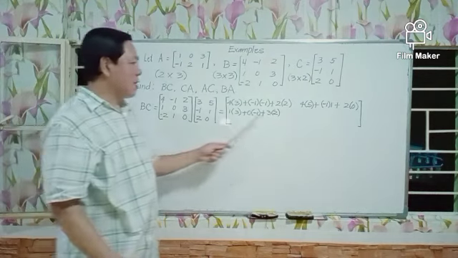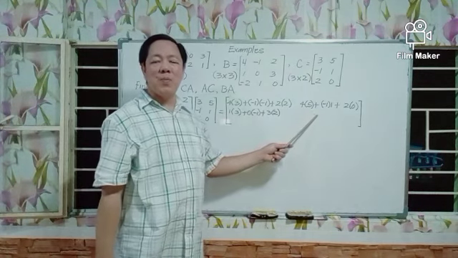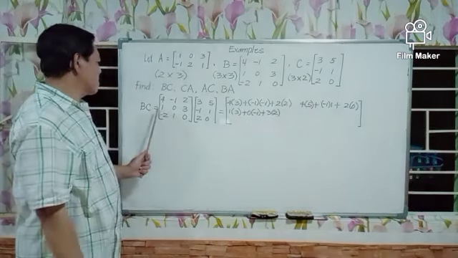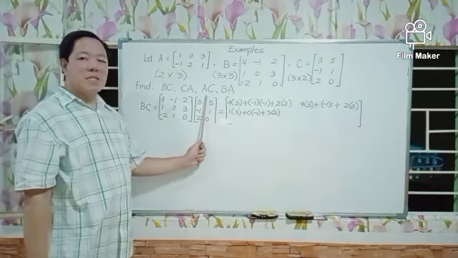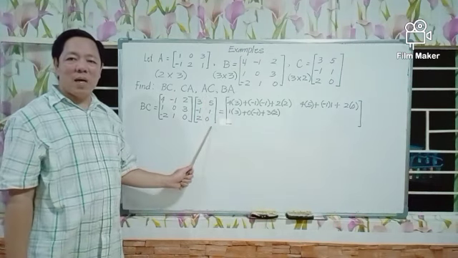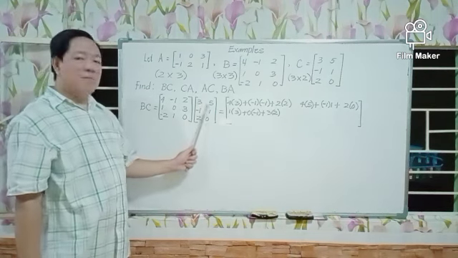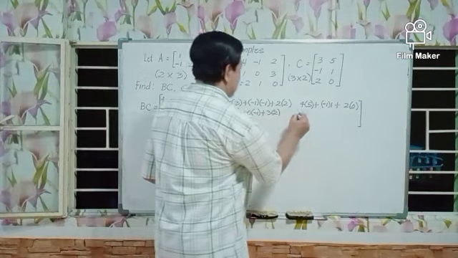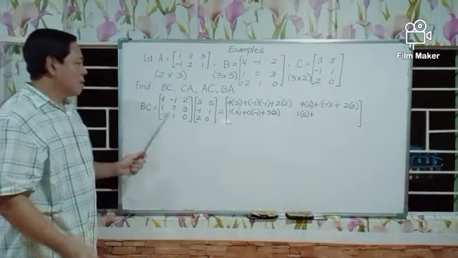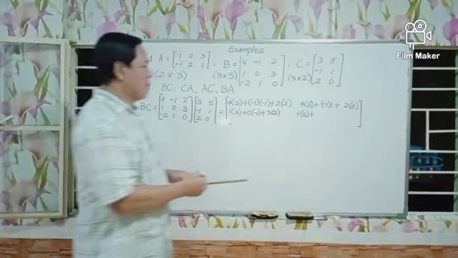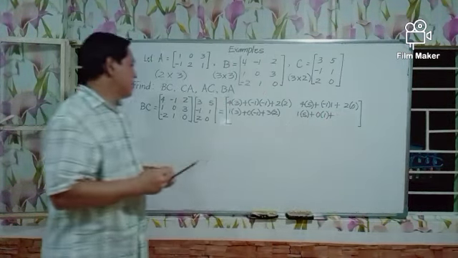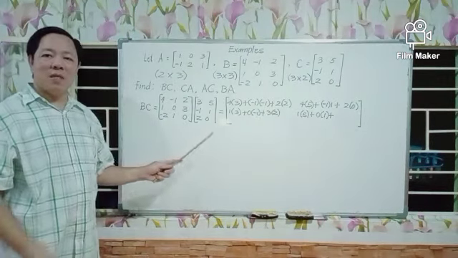Now, the entry in the second row and second column is obtained by multiplying the second row of the first matrix, 1, 0, 3, by the second column of the second matrix, 5, 1, 0, and adding the products. 1 multiplied by 5 plus 0 multiplied by 1 plus 3 multiplied by 0.